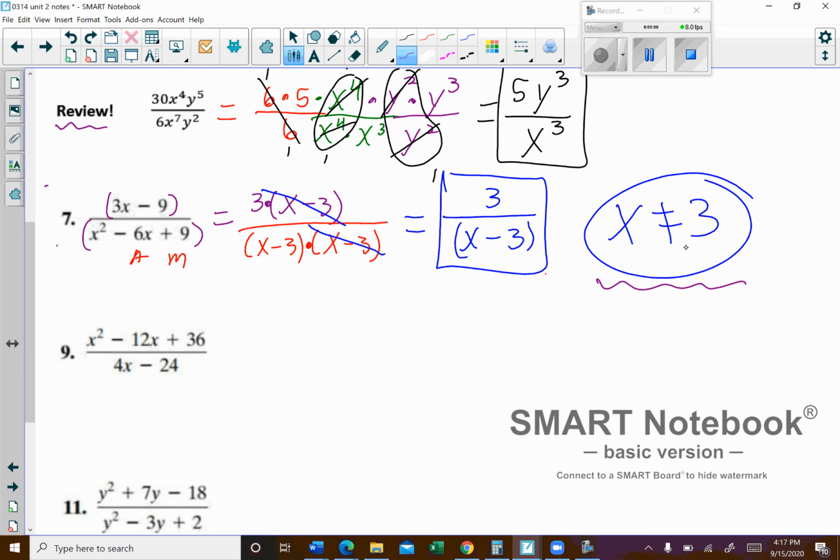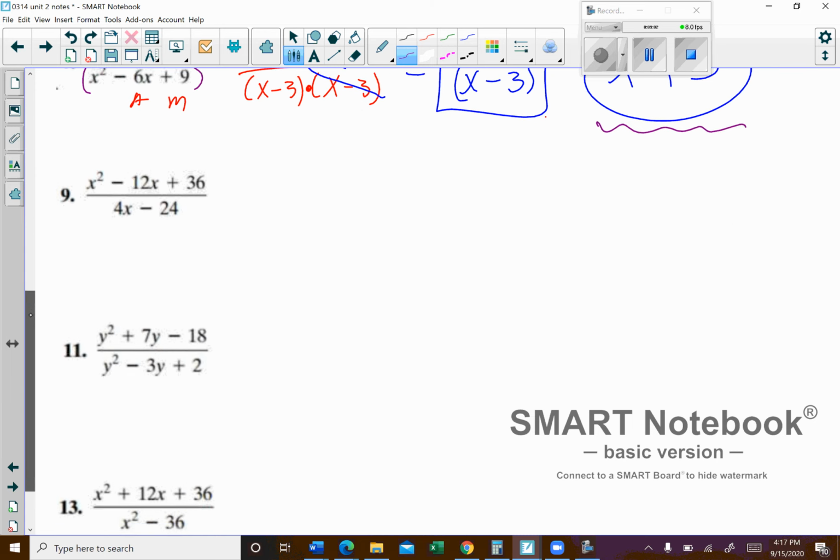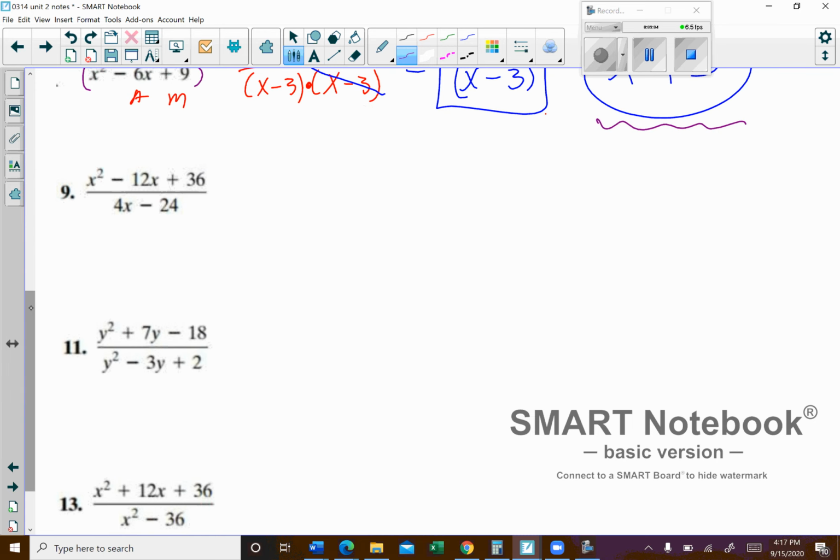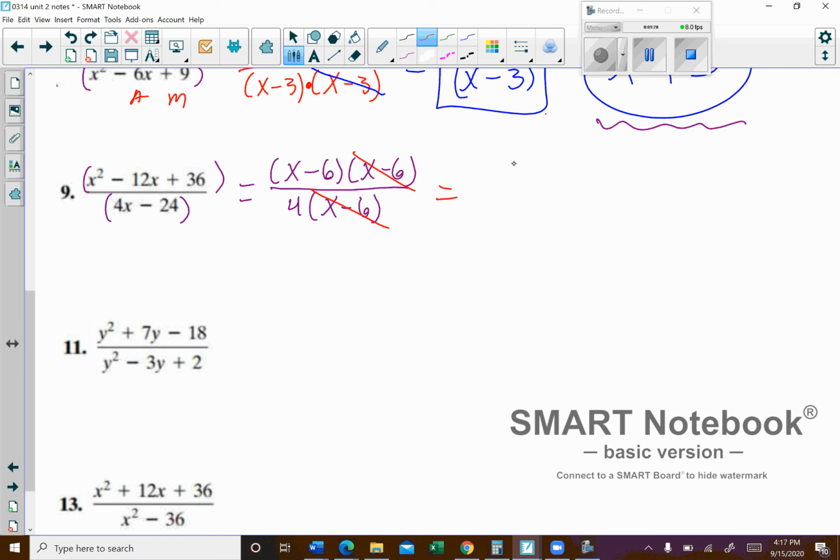Okay, so let's move on to our next example. Looking at number 9, once again, just put parentheses around it and just start thinking factor. So on top, this is going to factor into x minus 6, x minus 6. And on bottom, I can factor out a 4, and that'll leave me with x minus 6. And then we can cancel out one of the x minus 6 on top with the one on bottom. And that'll leave us with x minus 6 all over 4.